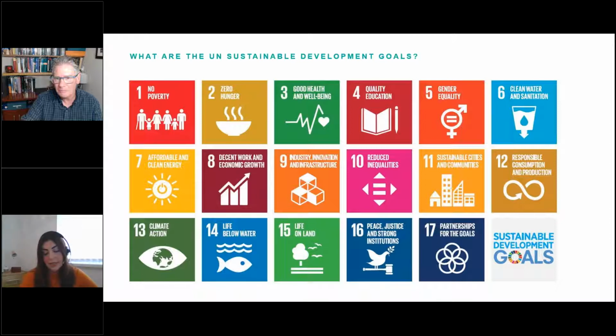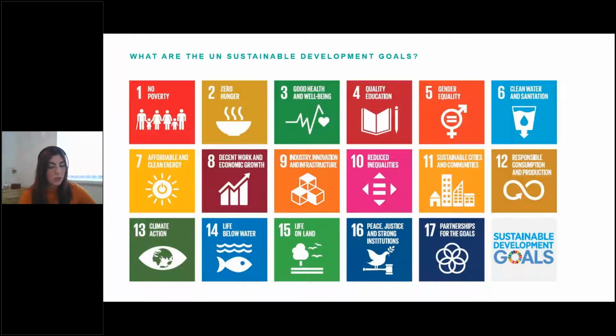And within these 17 SDGs, there are 169 targets, and each goal typically has between 8 to 12 targets. These 17 UN SDGs are a global response to the current interconnected global challenges. The 17 goals and 169 targets provide a shared vision of what a better world will look like.